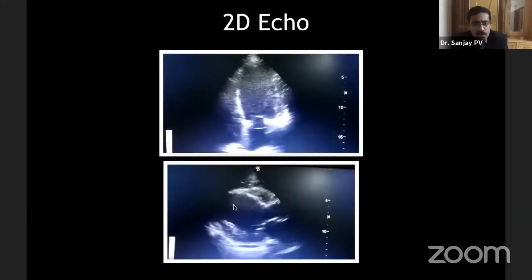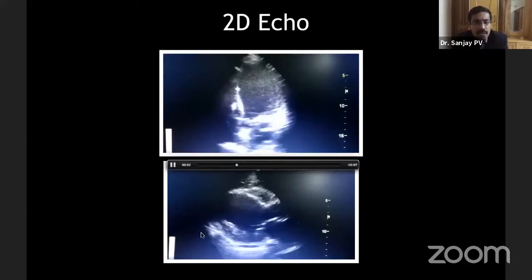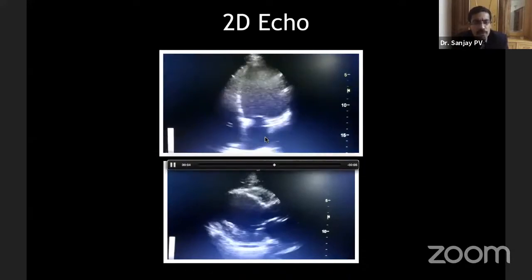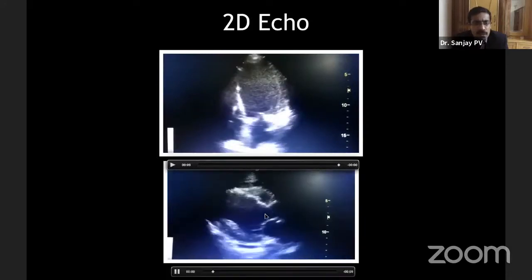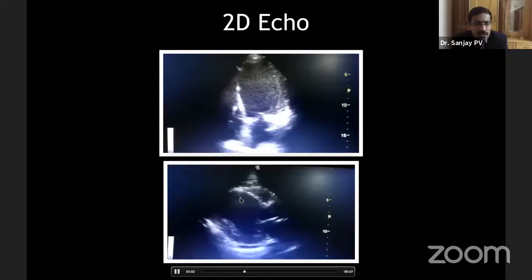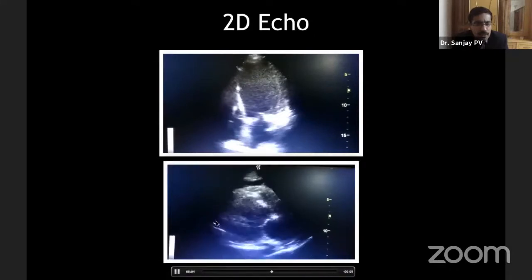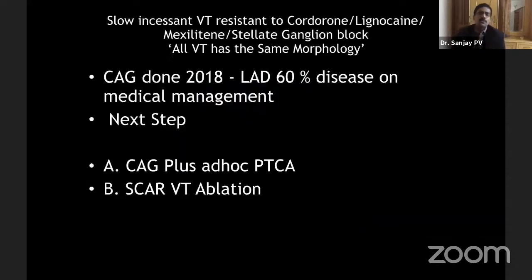So going on to the next part of the case and the clinical scenario. This is a four-chamber view. This is the LA and the LV. It shows a dense anteroseptal and an anterolateral scar. In the parasternal long axis, you can see scarring across the entire septum, even across the anteroapical lateral part of the LV. So this patient also had slow incessant VT.